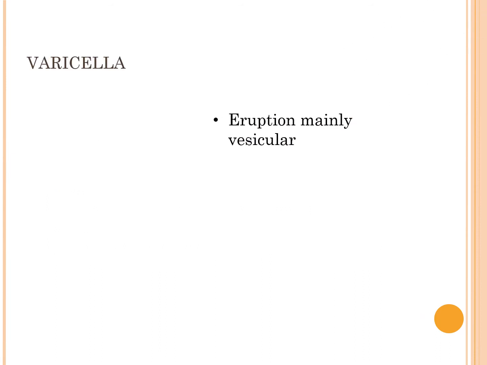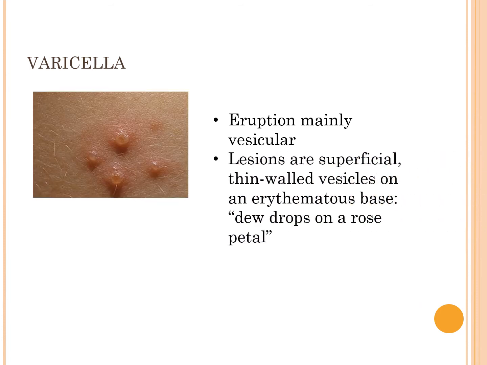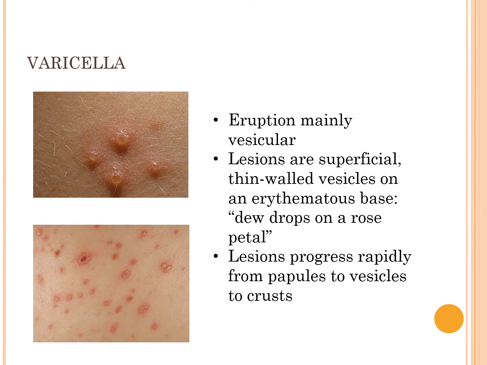A varicella eruption is mainly vesicular, and the lesions are superficial, thin-walled vesicles always on an erythematous base, so much so that they have been described as dewdrops on a rose petal. The lesions do not always stay vesicular. They progress rapidly from papules to vesicles to crusts.